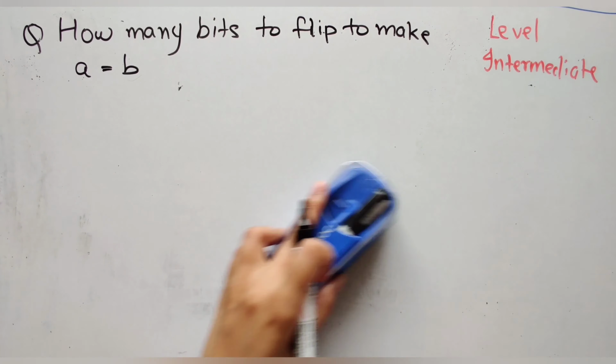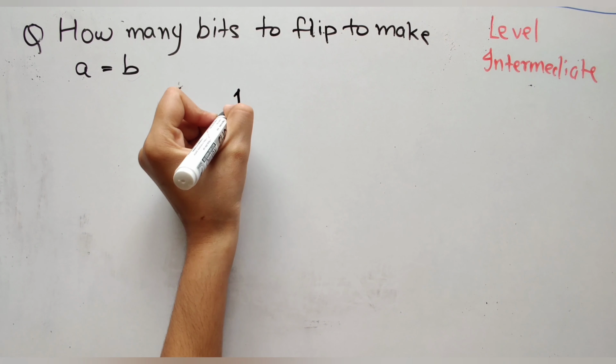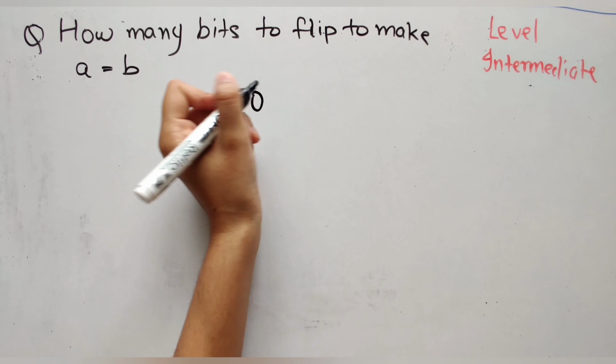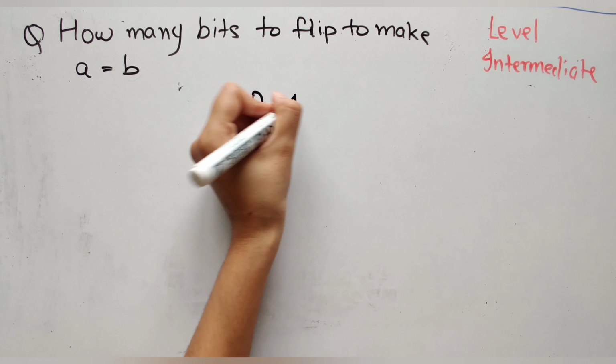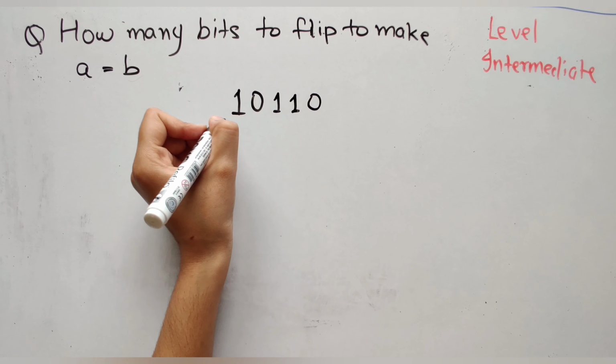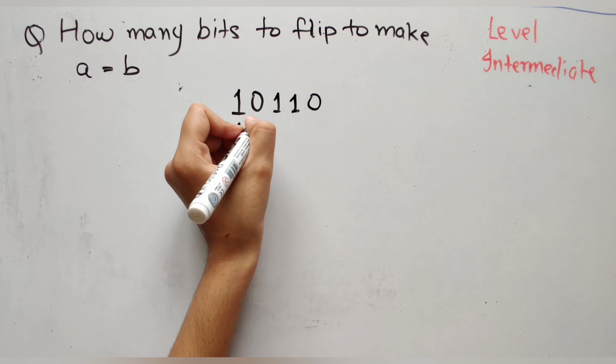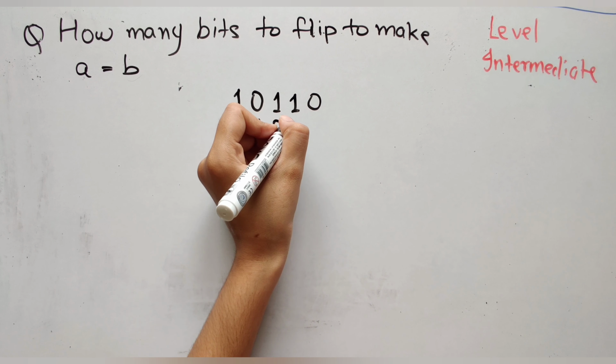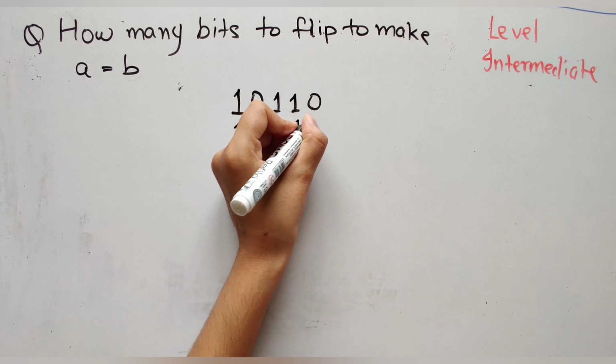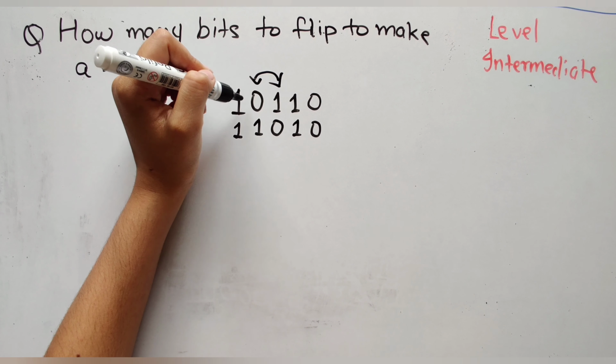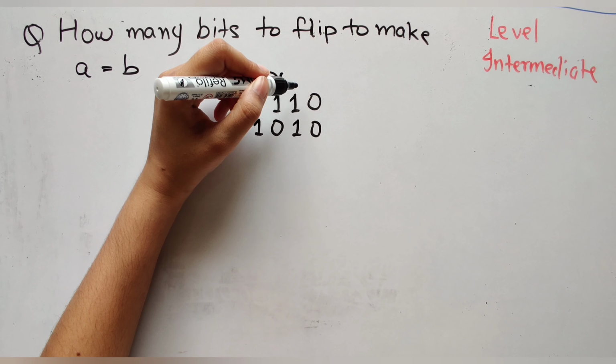We'll take a smaller example so that we can understand better. We'll take 1 0 1 1 0, and 1 1 0 1 0. Totally I need to flip 2 bits here in this example, so that these two numbers will be the same. It will be 1 1 0 1 0.